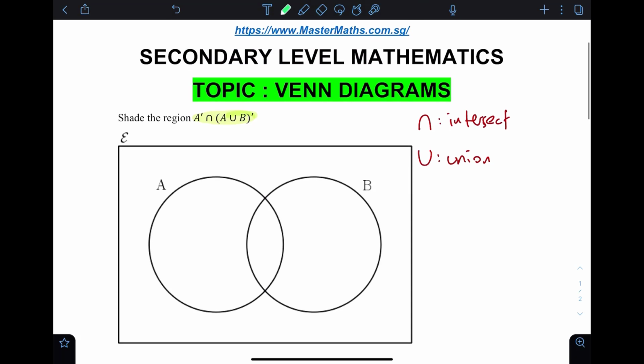Okay, so N here means intersect, means you need to find the area that is overlapping between the two regions. Union, U means united. United means you join the parts together.